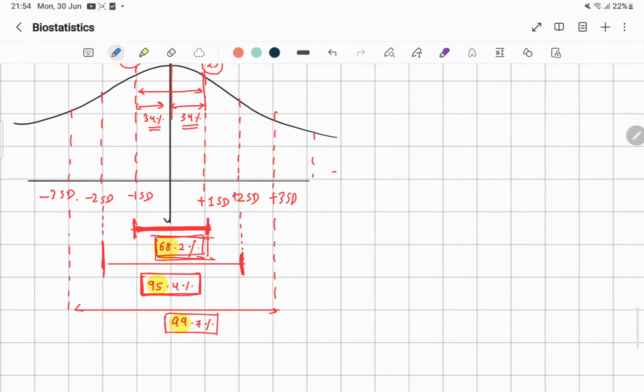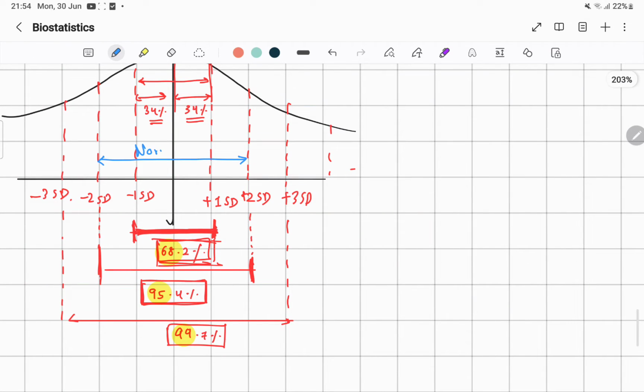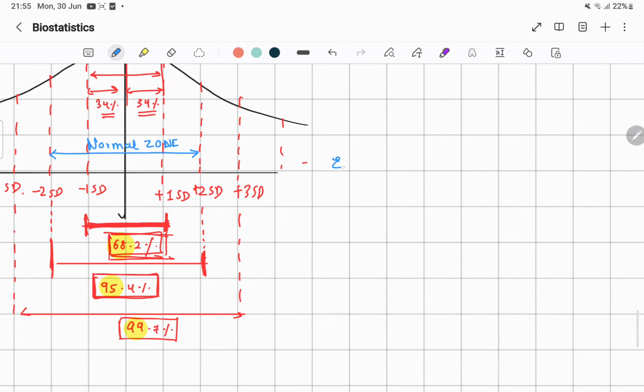Okay, done. So this zone, minus 2 to plus 2, is called the normal zone. So what percent of population lies in the normal zone? 95.4%. Are you able to understand? Yes. For what is it used? It is used in cases of epidemic.